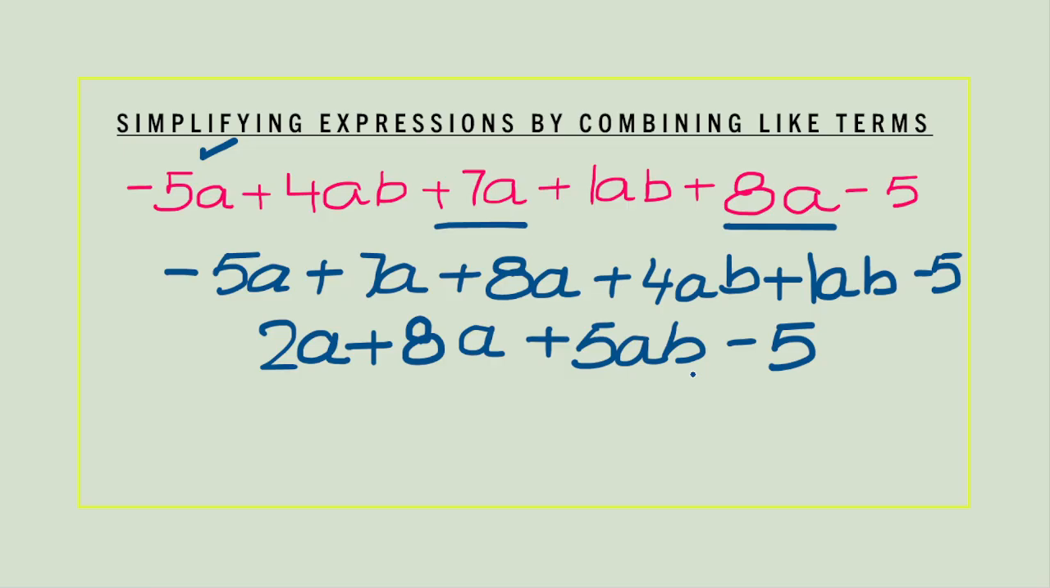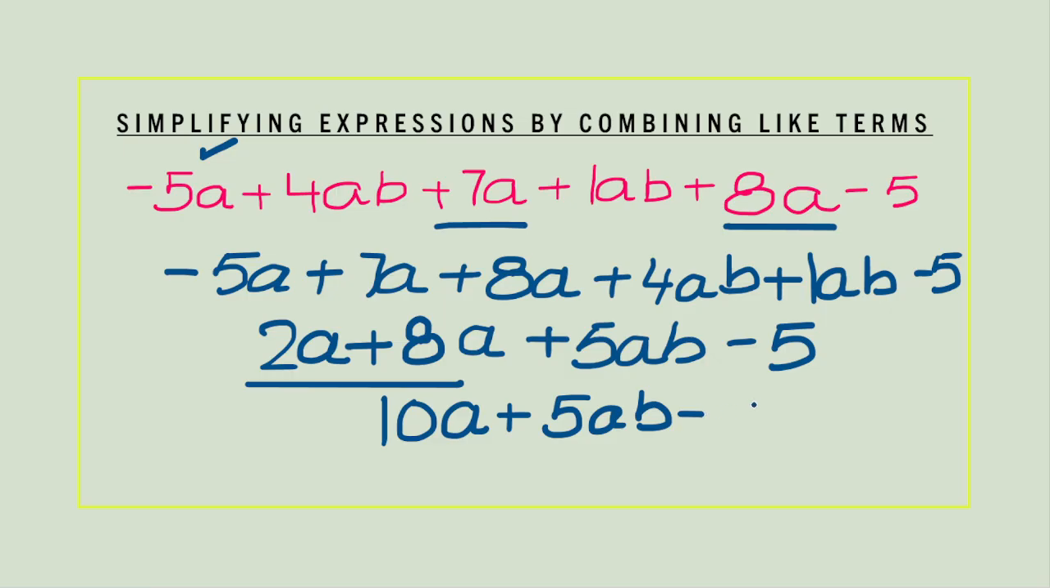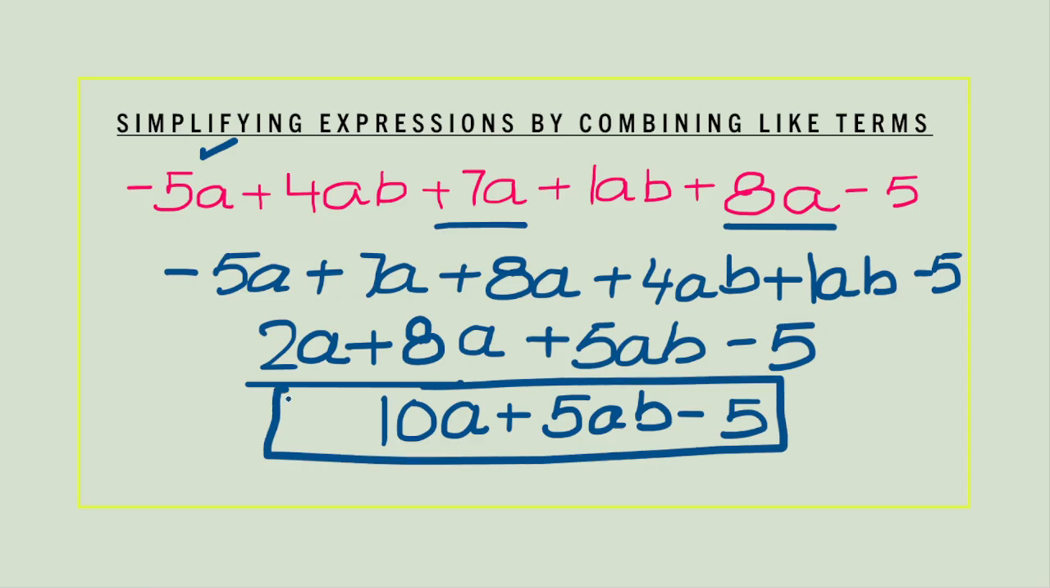See, dear friends, you always have to remember these are the concepts that you can start enjoying. When do you enjoy these steps? When you understand every step of the process. We are bringing the like terms together. Here we are now left with 2a plus 8a, that is 10a, plus 5ab, minus 5. Since here I had nothing to do with the constant, there is only one term, hence it becomes minus 5.